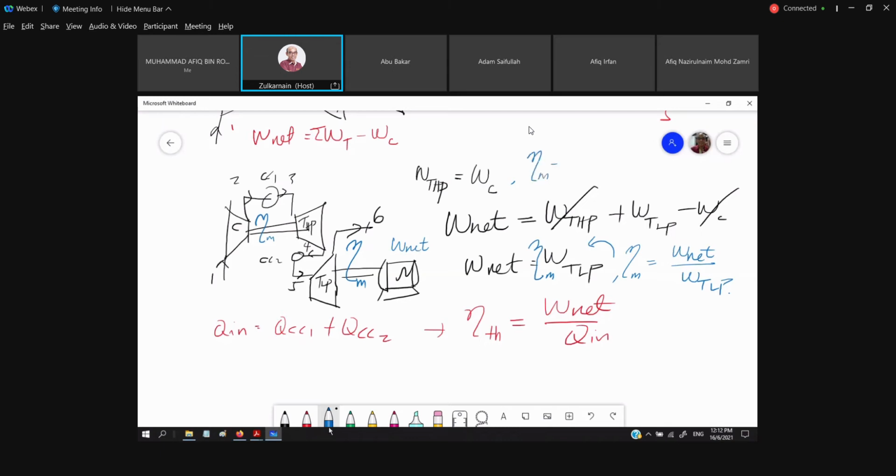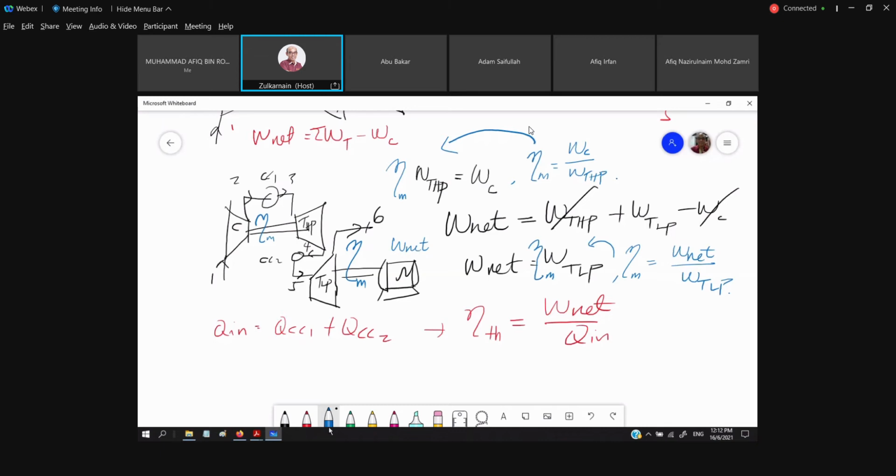So what is the definition for this shaft, the desired output? What is the desired output? The output needed by the compressor, and what is the required input? It is the W for the turbine high pressure. So in this case, we are going to put the mechanical efficiency towards the WT. This is the mechanical efficiency. Yeah, from here, this is how you put your mechanical efficiency. Always look at the desired output divided by required input.